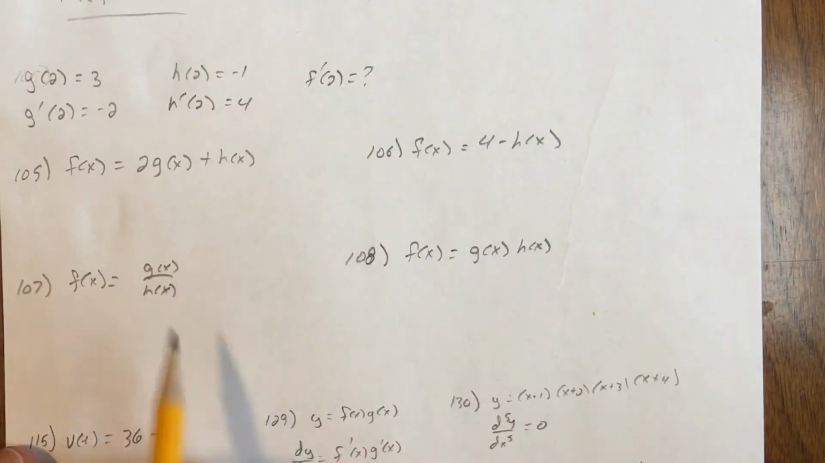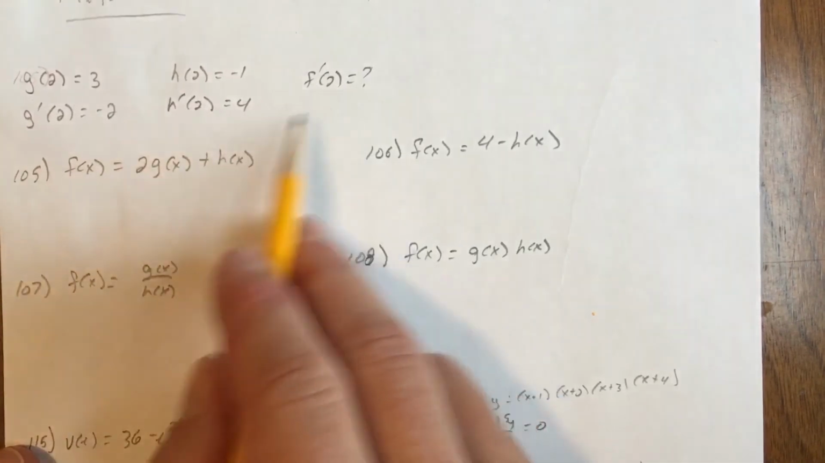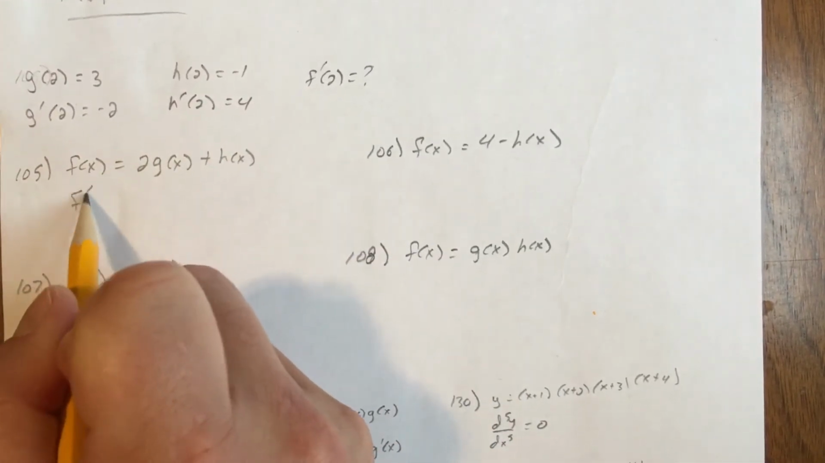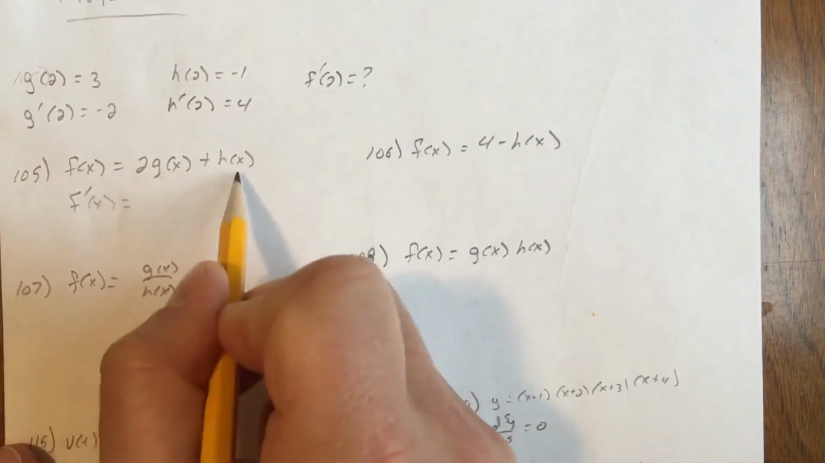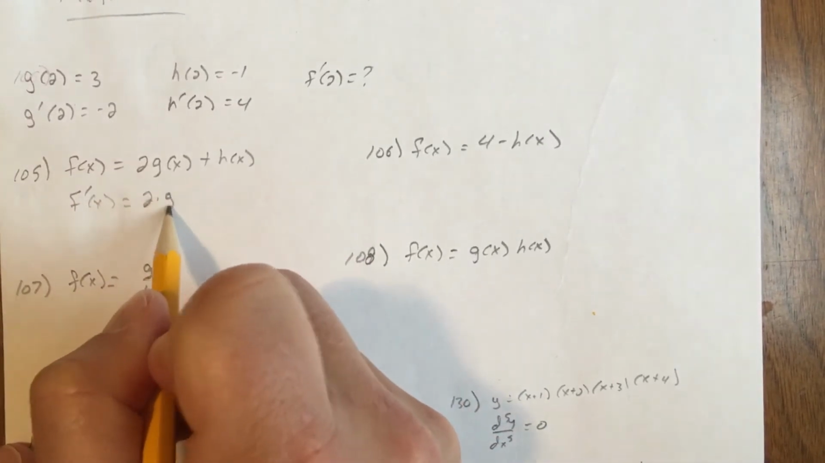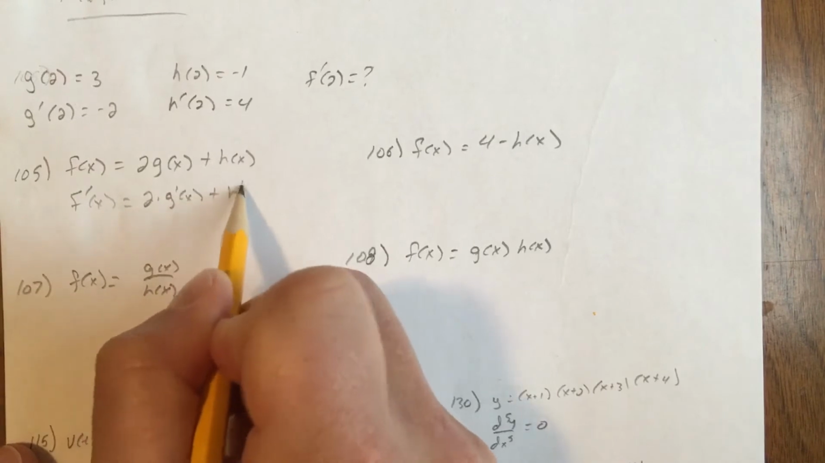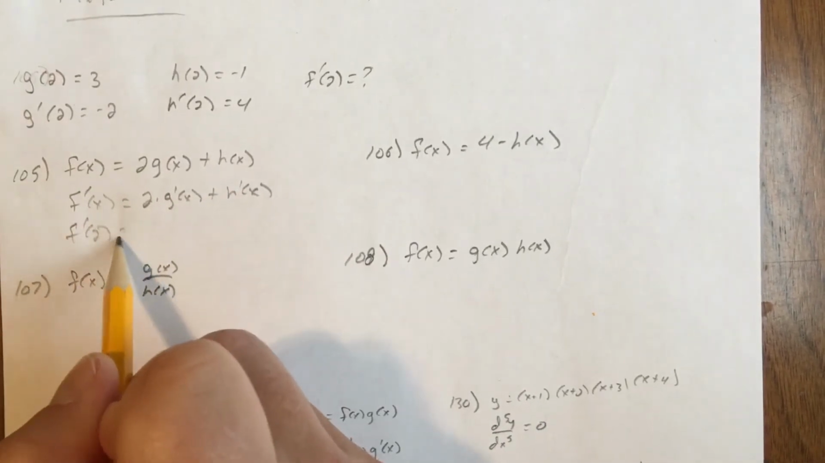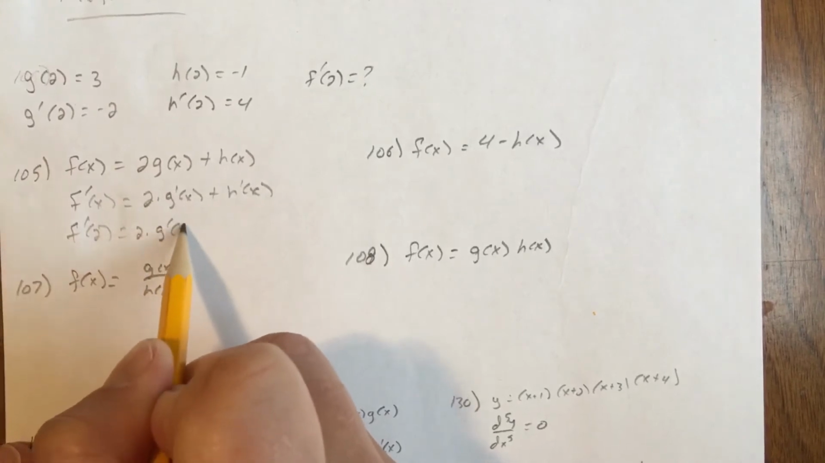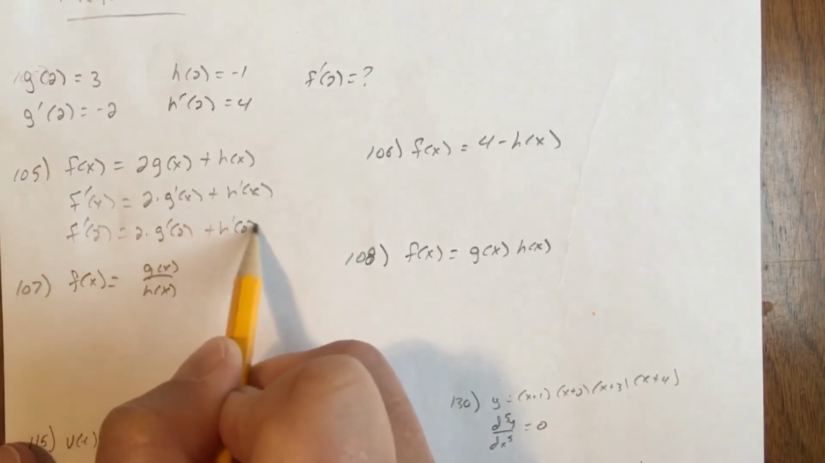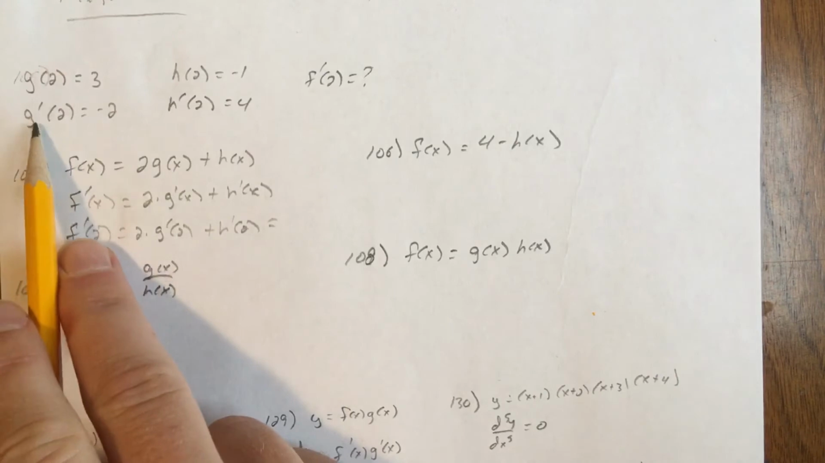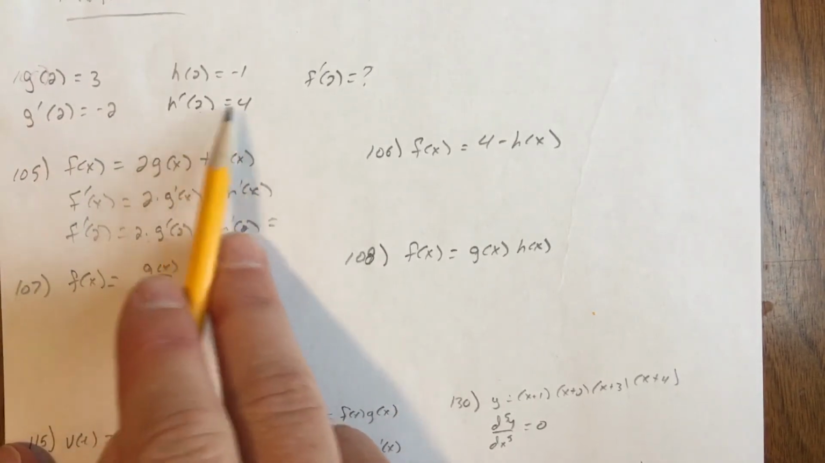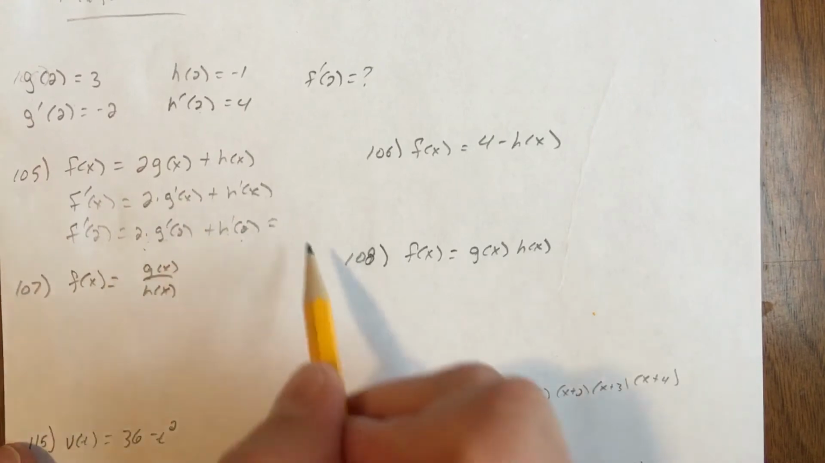105 through 108 gives us information, wants us to find the derivative of f at 2. The first thing you have to do is find the derivative. So the derivative based on how 105 was written would be 2 times g prime x plus h prime x. So f prime of 2 will be 2 times g prime 2 plus h prime 2. If I go get those values, g prime 2 is negative 2, so this will be negative 4. H prime was positive 4. Negative 4 plus 4 will give me 0.